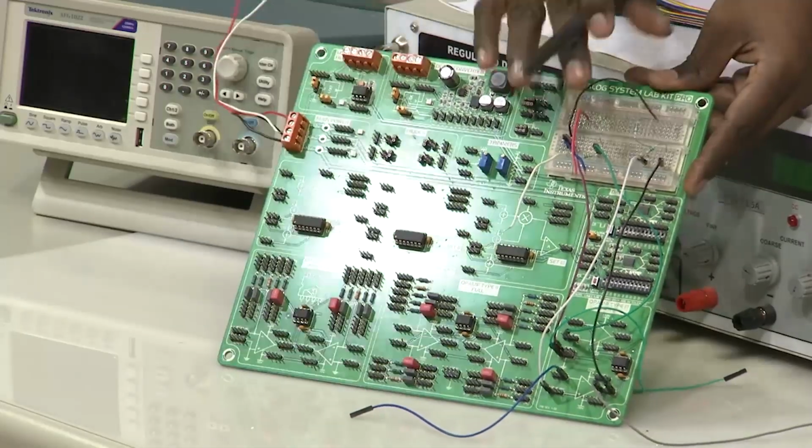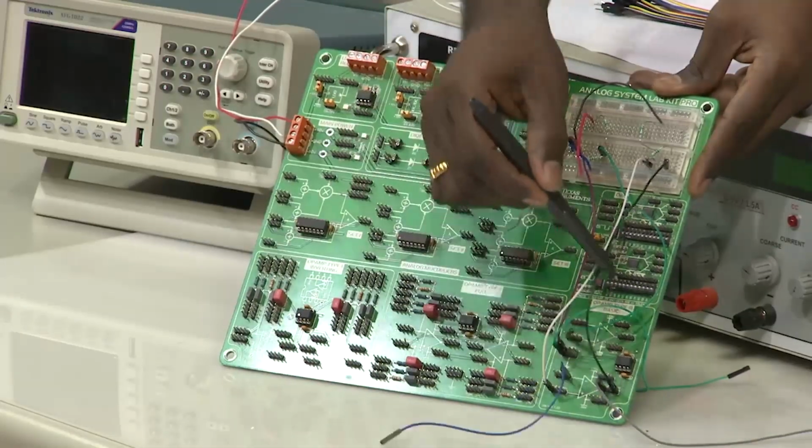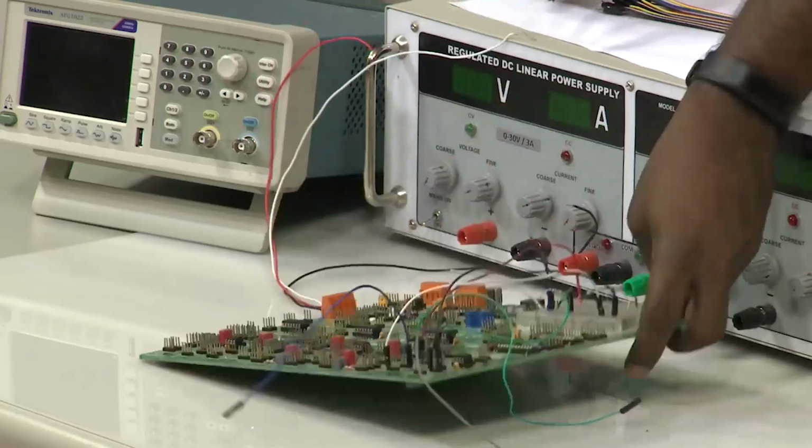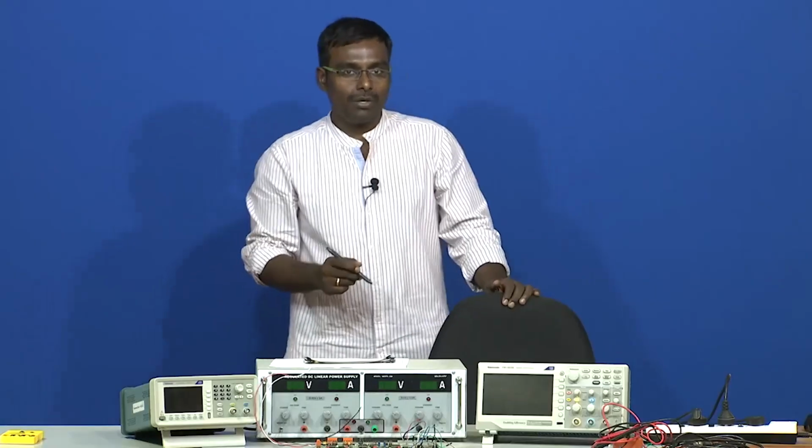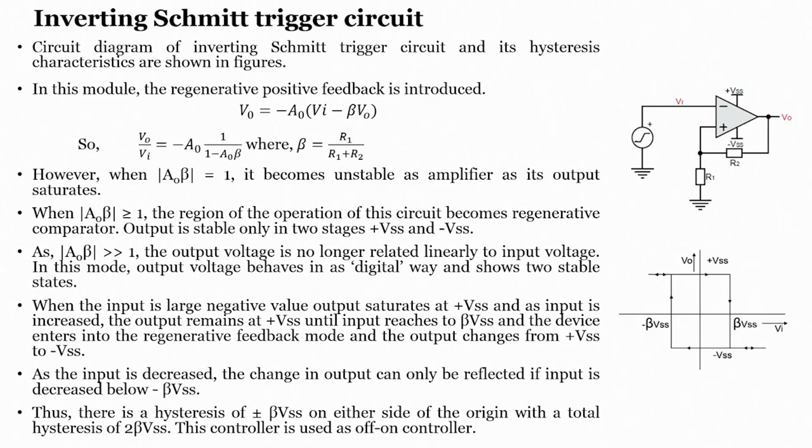Right now, by using this board and this particular subsystem module, we are going to see how an inverting Schmitt trigger can be implemented using an op amp. Looking at the slide, as we have seen in the class, this is an inverting type of Schmitt trigger. I hope by this time you have understood why it is called an inverting type of Schmitt trigger. The reason is that the input is directly connected to the negative terminal of the op amp.